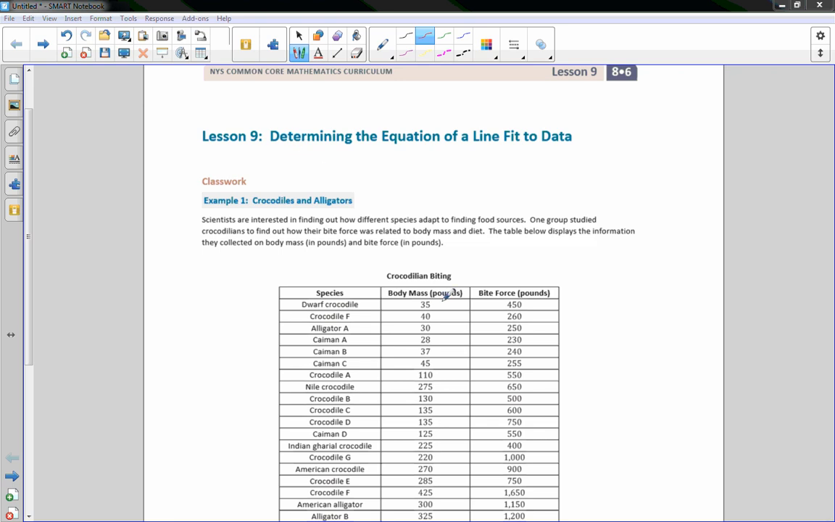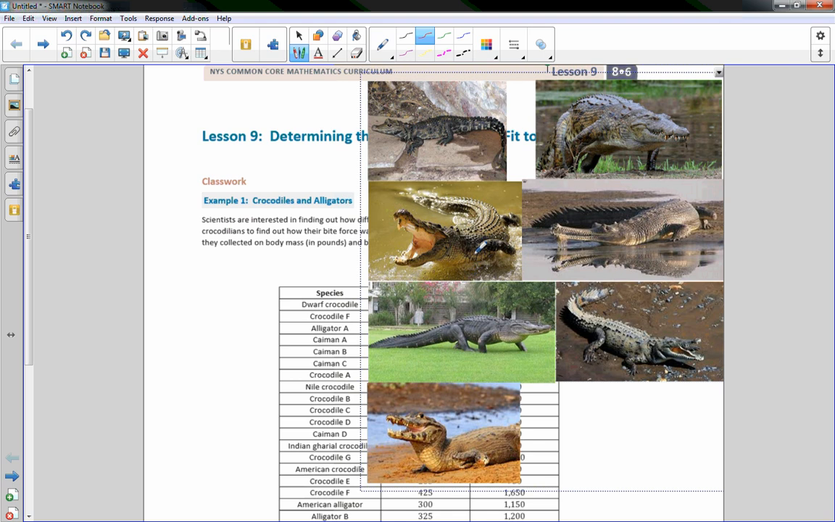So they're calling all of these crocodilian. Crocodilian is just a bunch of different species: dwarf crocodiles, alligators, caimans, Nile crocodiles, Indian gharial crocodile, American crocodile, and American alligator. So I have brought in pictures so you can see all of these. Okay, so there they are in order.